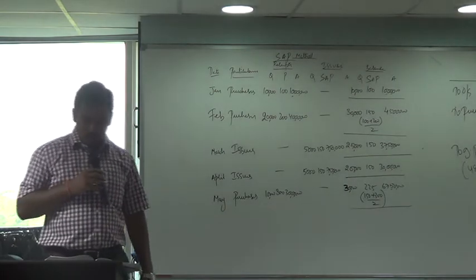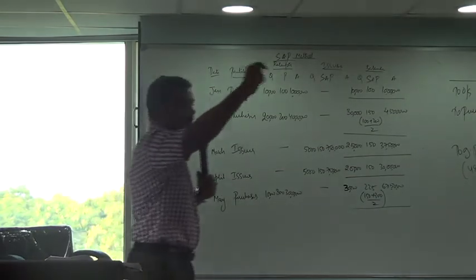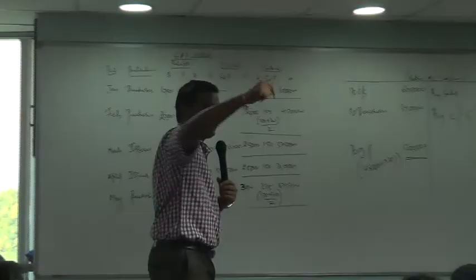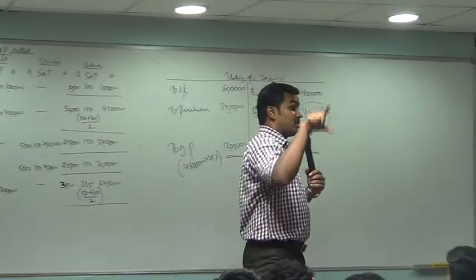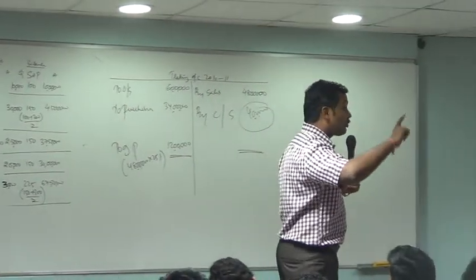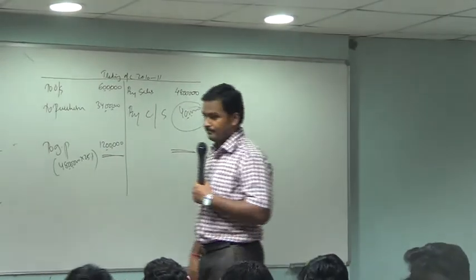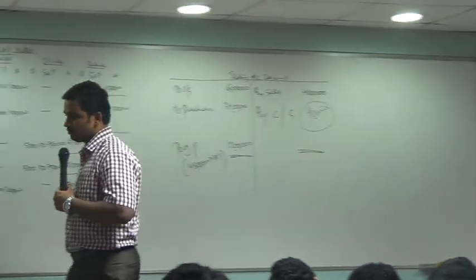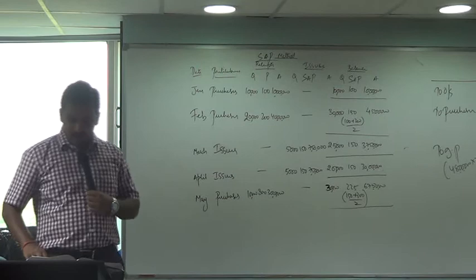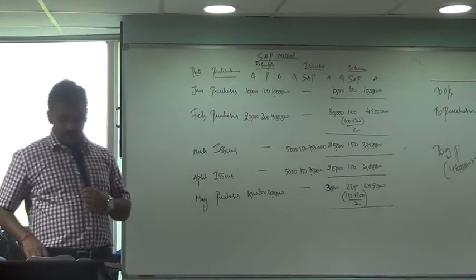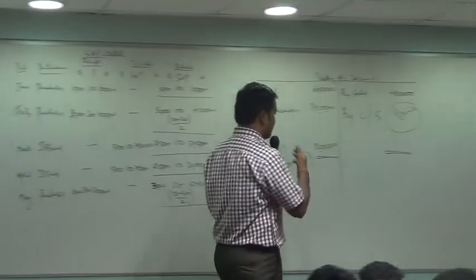The company sells goods at cost plus 33.33%. Profit is 33.33% on cost. Tell me the corresponding profit percentage on sales. It is equal to 25% on sales. Next, the value of closing inventory after taking into account the above transactions is how much? Now they want you to calculate the value of closing stock. Let us try to do it.